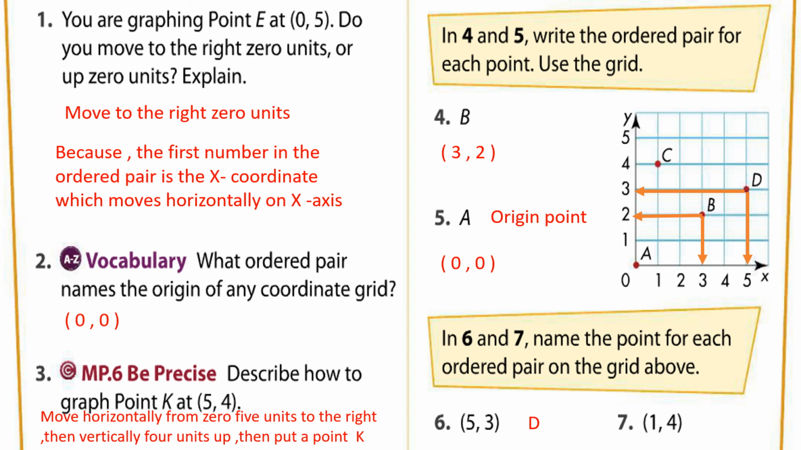What about 1 and 4? Which point is looking at number 1 on x and number 4 on y? It's exactly point C. C is looking at 1 on x because the first coordinate is 1 here, and looking at 4 on y, it's exactly our point here, which is 1 and 4, point C.